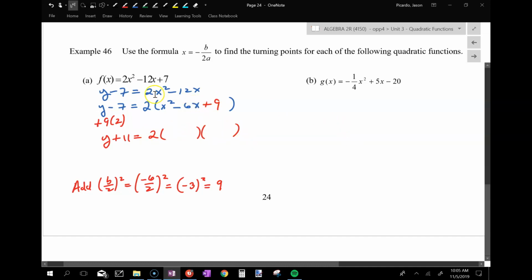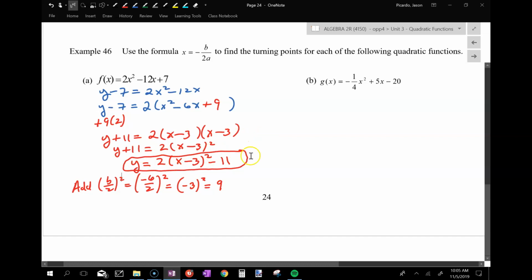Now I got to factor this. And remember the trick. It's always going to be whatever this is. So what is it? X minus 3 times x minus 3. What's another way to write that? And then my last step is to simply take the 11 and put it back where it belongs, right? And that is my vertex form of the parabola.